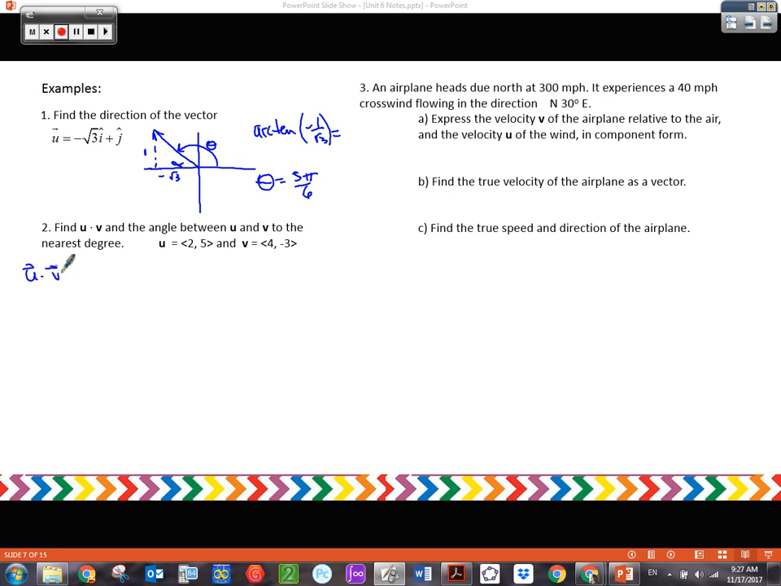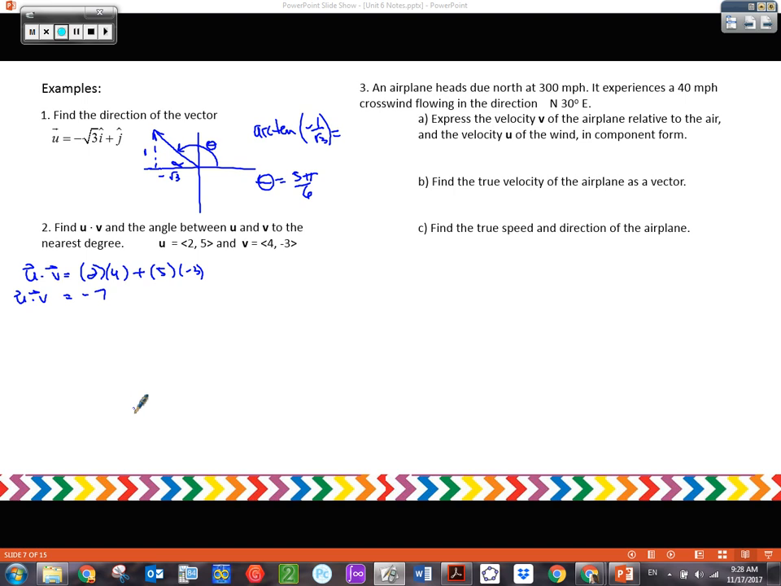Let's practice our new operation on vectors. Right, we're going to get a number as an answer, not a vector. It's going to be a number. So I'm going to multiply the horizontal components, 2 times 4, plus the vertical components, 5 times negative 3. So what is that? 8 minus 15. So negative 7. My dot product of u and v is negative 7.